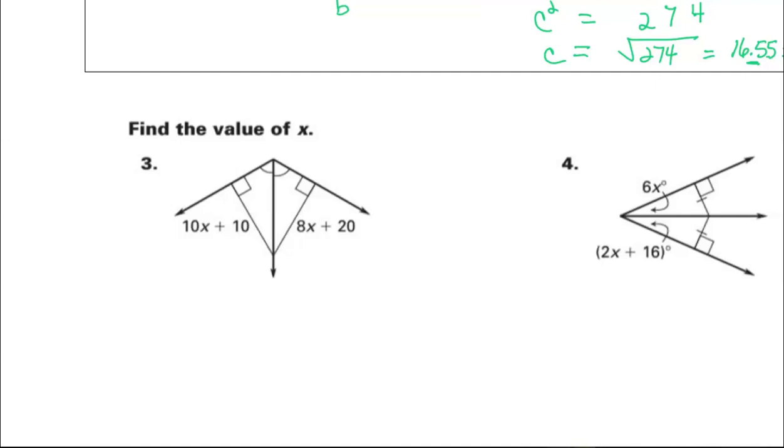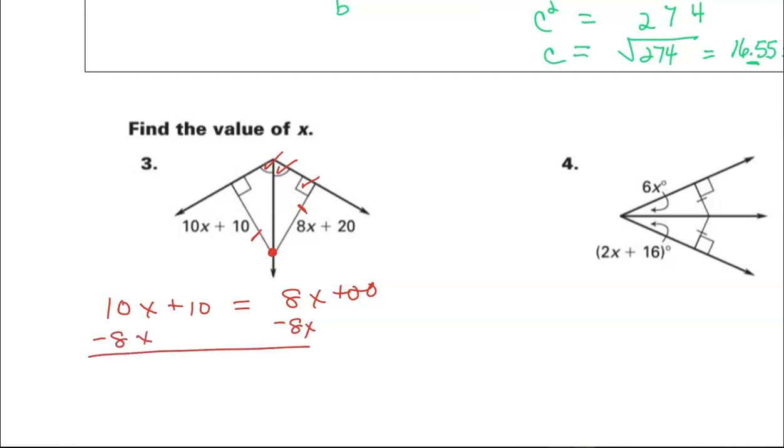Okay, find the value of X. So what's happening here? Be on the lookout. I've got a right angle. So therefore, this must equal this if this is the angle bisector. So set 10x plus 10 equal to 8x plus 20. And now again, this is another opportunity to see me do this because, as I said, sometimes we need to reinforce our skills here.